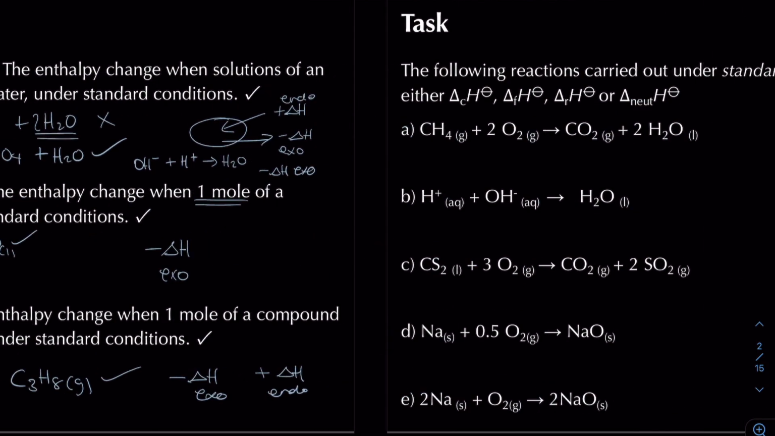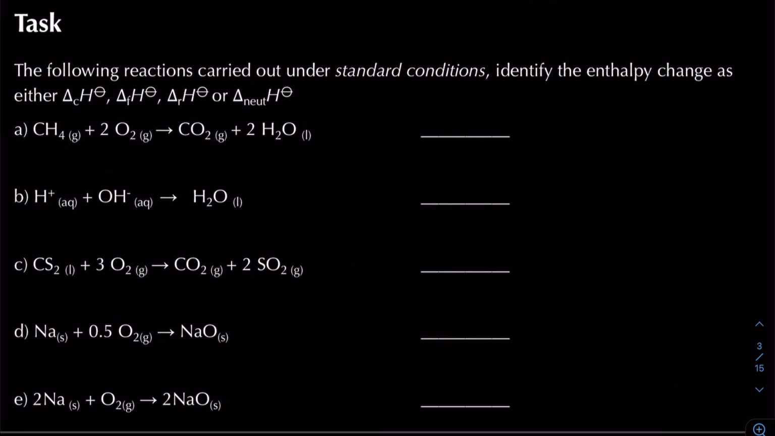So yeah, moving on, I've got a short task for you to do. I want you to assign the following reactions as being either the standard enthalpy change of combustion, formation, reaction, or neutralization. It's always best to check neutralization, formation, and combustion first. If it doesn't fit any of those, then it's going to be the standard enthalpy change of reaction itself. So yeah, starting off with the first one, we're burning 1 mole of a fuel to form carbon dioxide and water. We can see we've got complete combustion over here as well. So that's going to be delta HC.